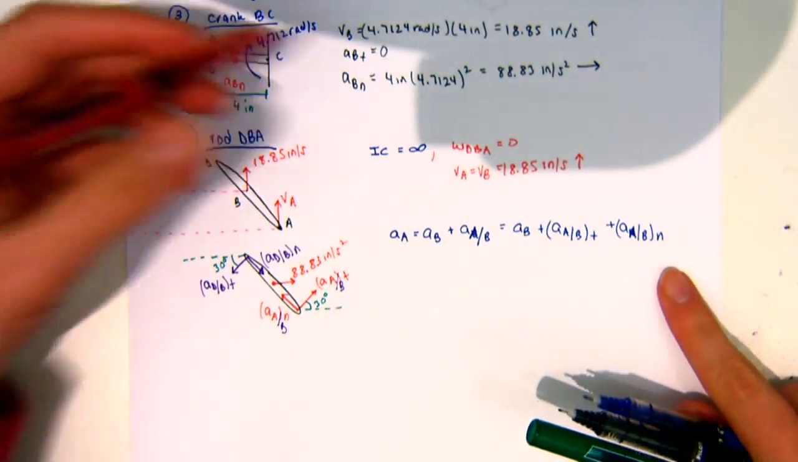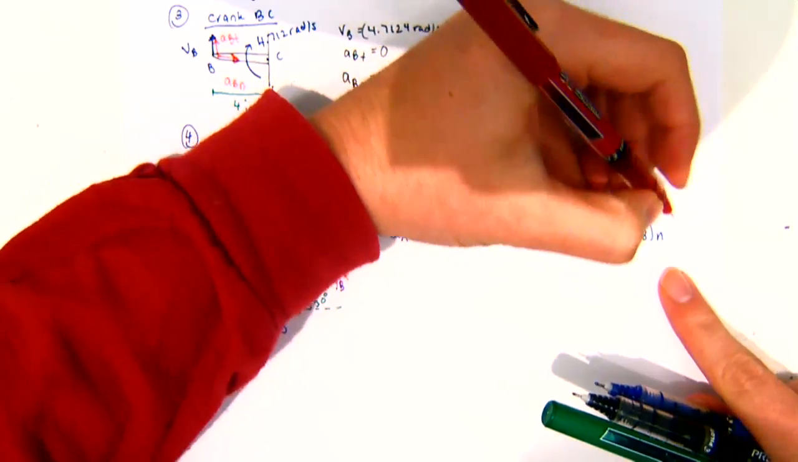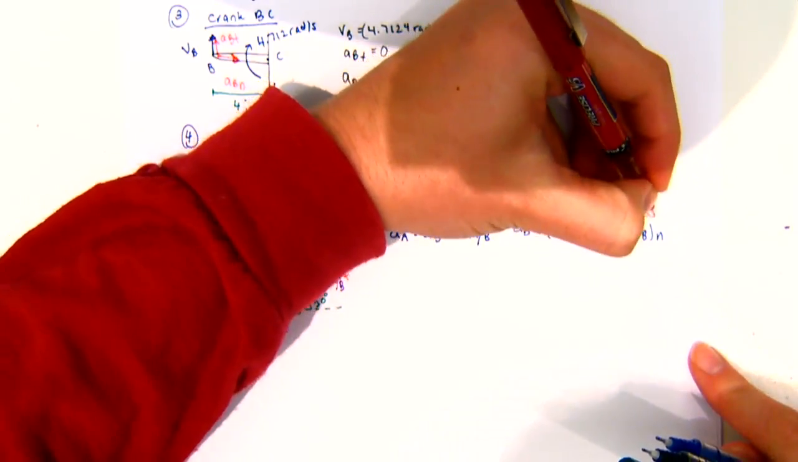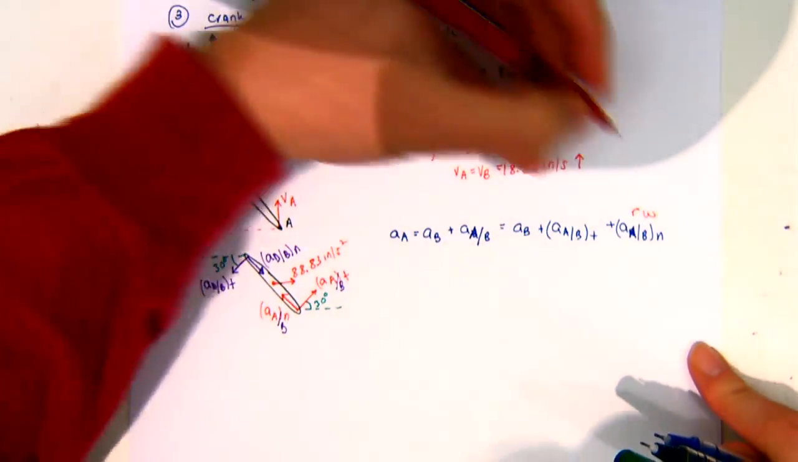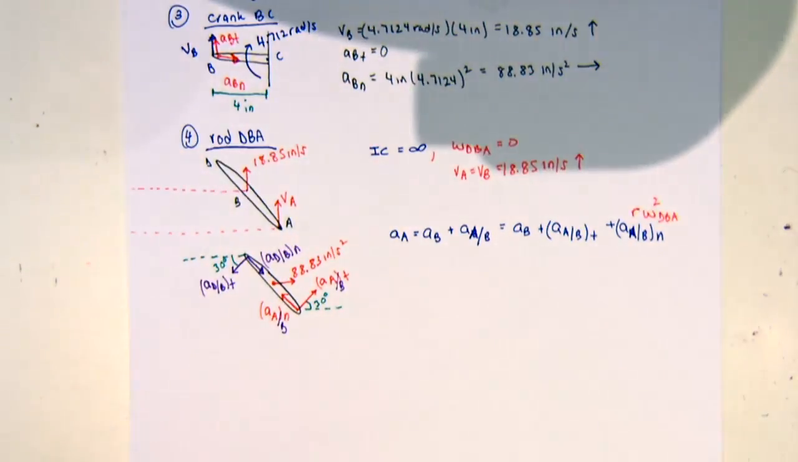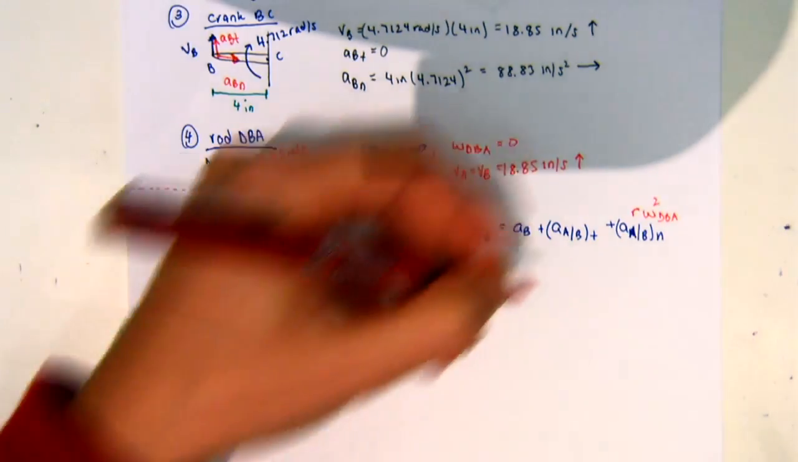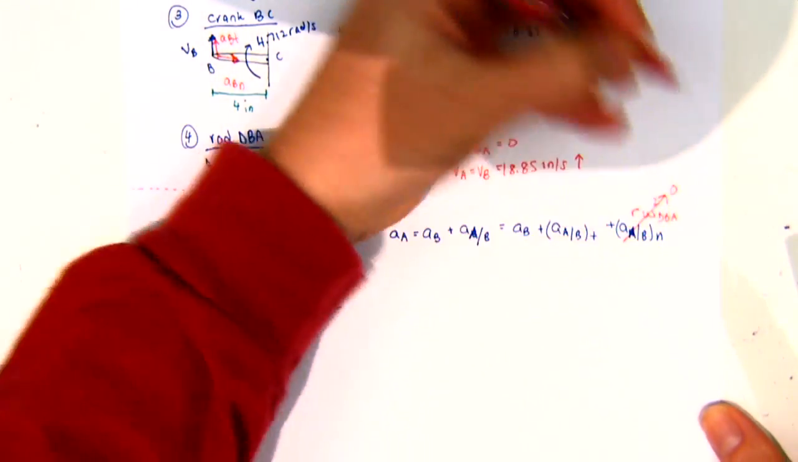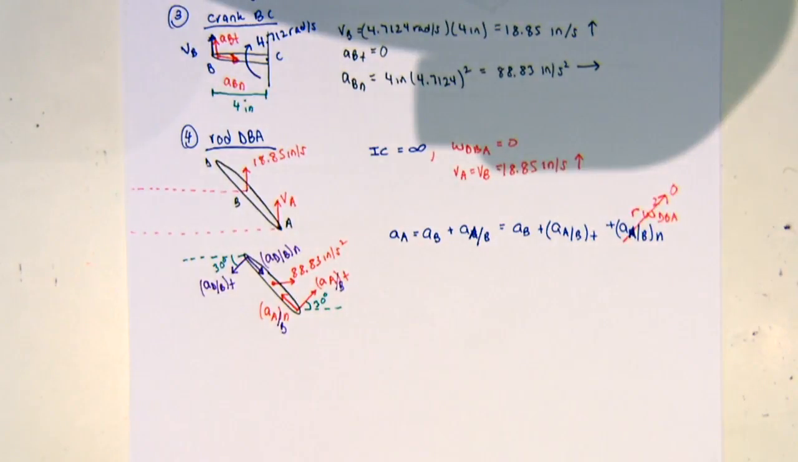So our normal component we know is equal to R times omega squared. So for this rod, this is rod dBA. But what do we say about omega dBA? It's 0. So our normal component is 0. So we only have a tangential component. But we don't know what alpha is.